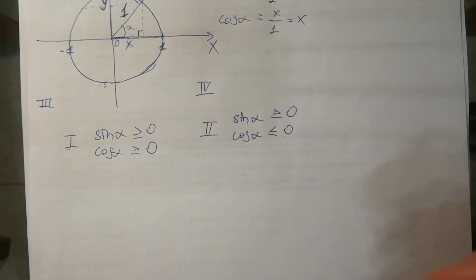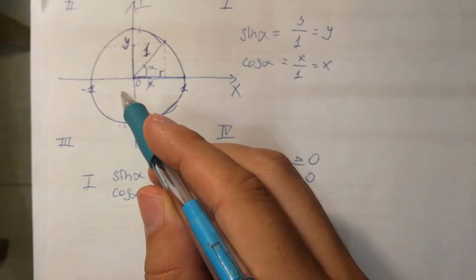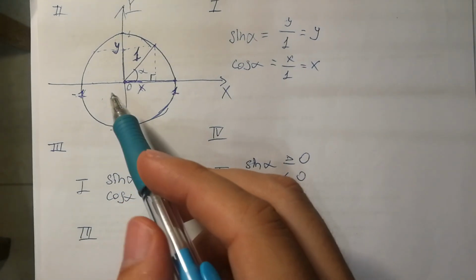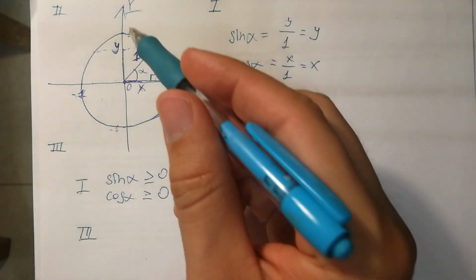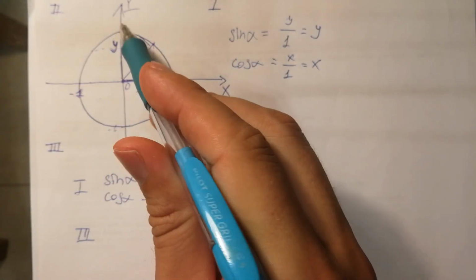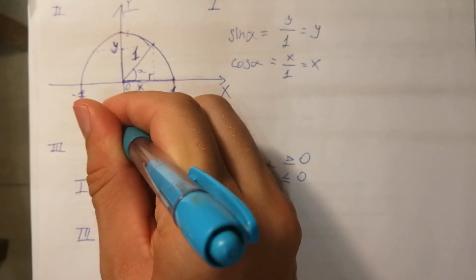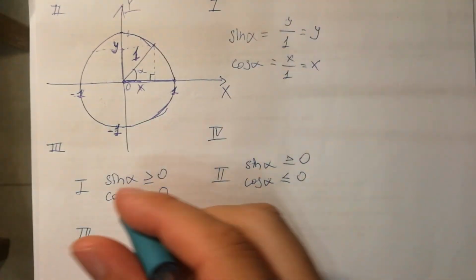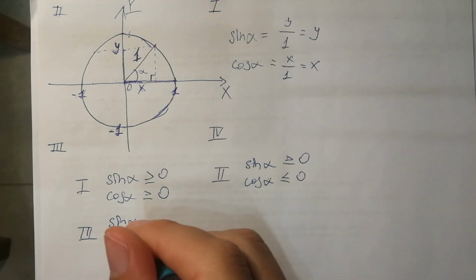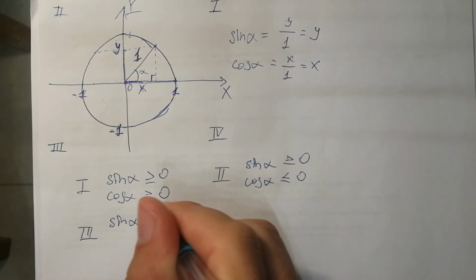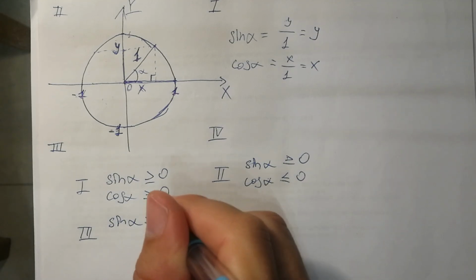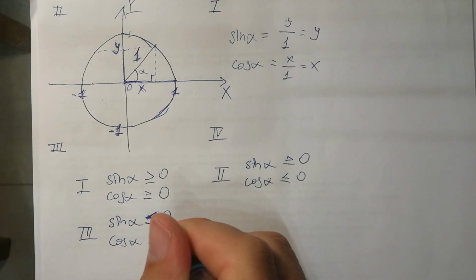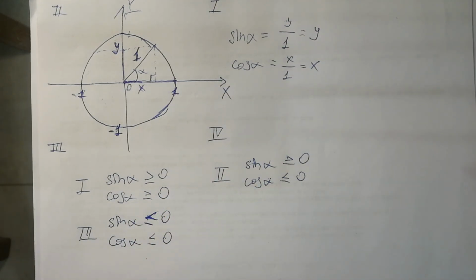In the third quarter, both values on the x-axis and y-axis are negative, because we go to the negative values here and here to the negative values, and this means that the sinus of angle alpha should be less or equal to 0, and the cosine of angle alpha should be less or equal to 0.